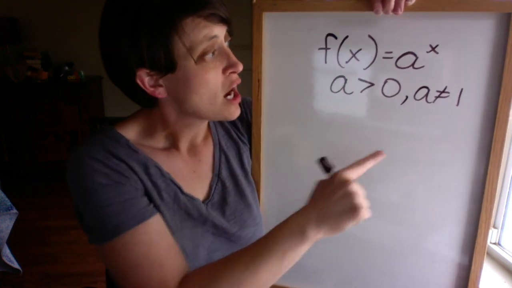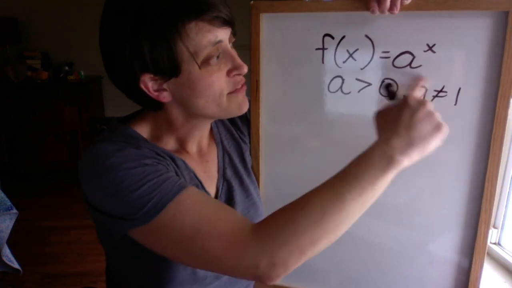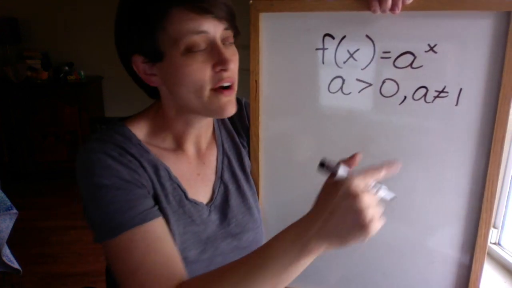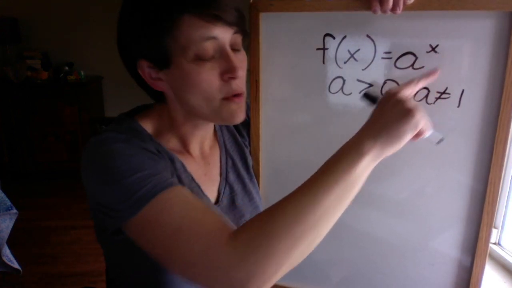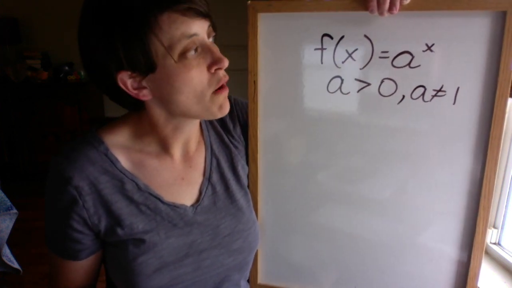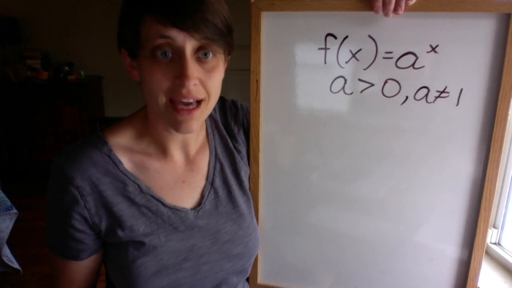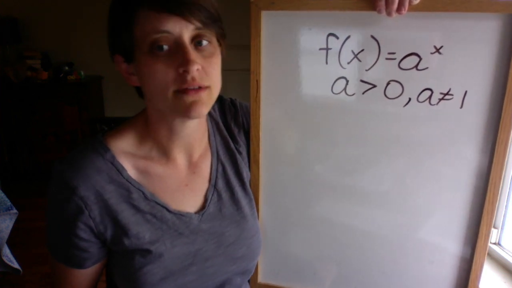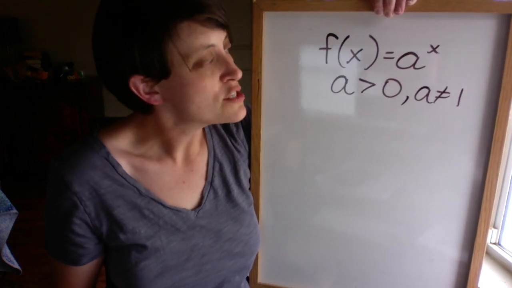So first of all, when we talk about an exponential function, we're talking about a function that looks like that. So a is a real number, it's the base of our exponent, and the exponent here contains the variable. That's something we've never seen before. We've never seen a variable in the exponent, and that's what makes these types of functions different from other types of functions. Now there are some restrictions on a.